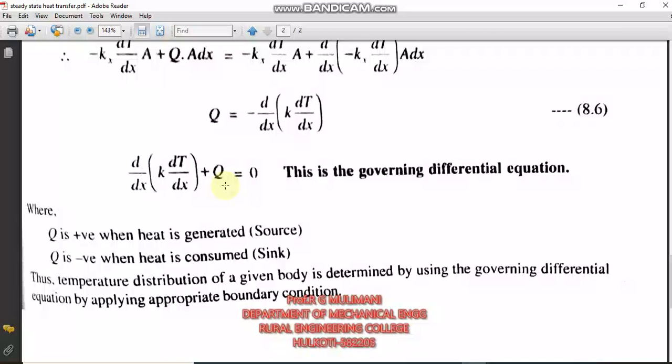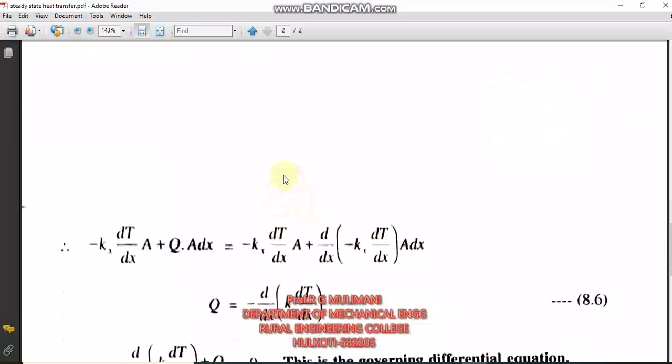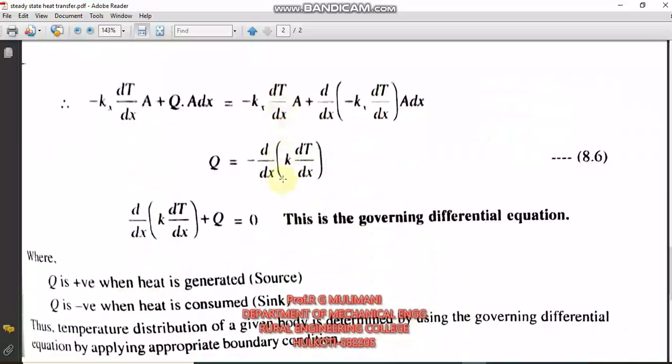The solution can be obtained by applying the boundary conditions. There are three types of boundary conditions. One is specified temperature: what is the temperature at the left face or right face. The second boundary condition is specified heat flux, for example when the left face is insulated. And the third one is convection heat transfer.